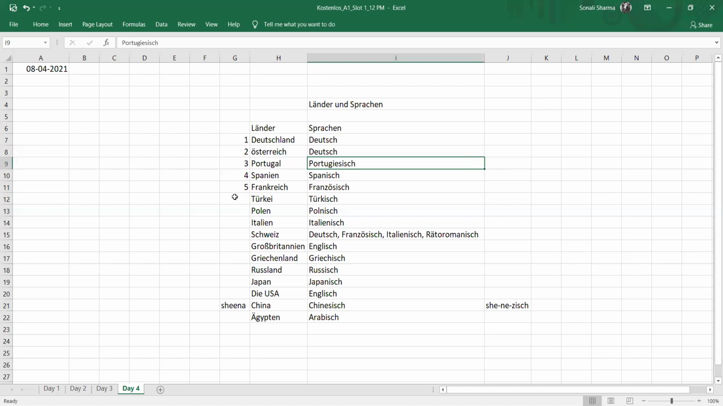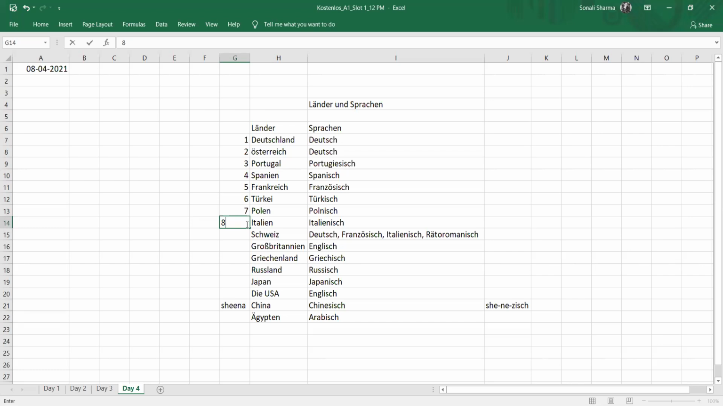Next one is number 6, Turkey, and the language is Turkish. Next country is Poland, and the language is Polish. Next country is Italian, so Italian is Italy, and the language is Italianish.